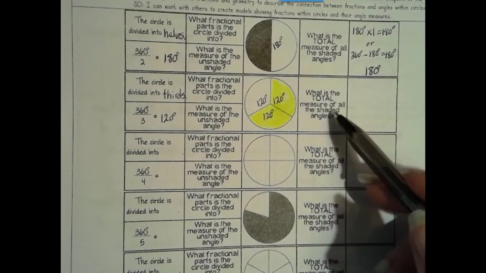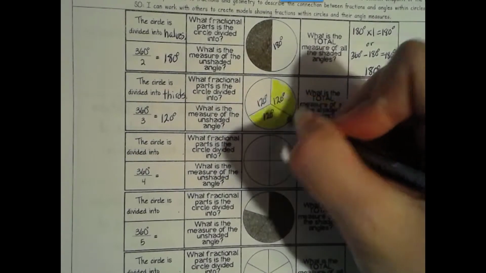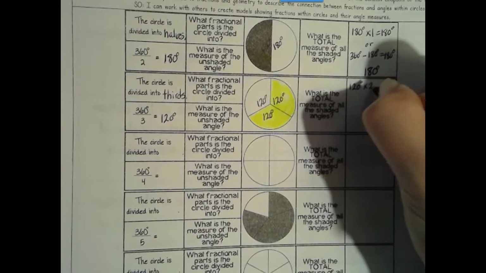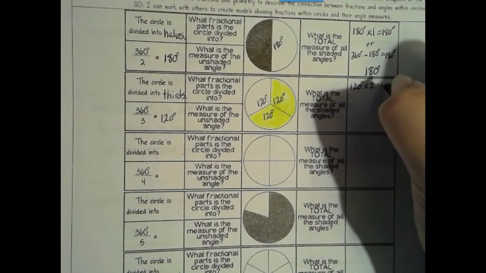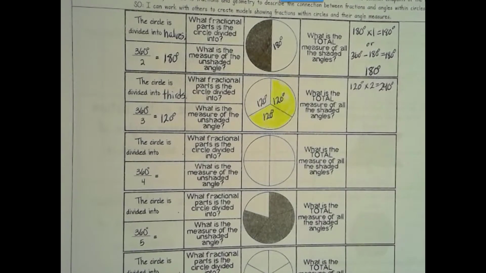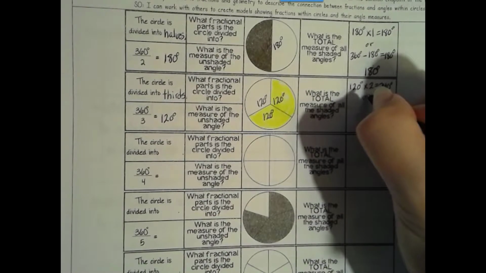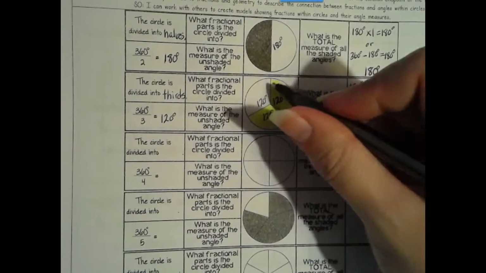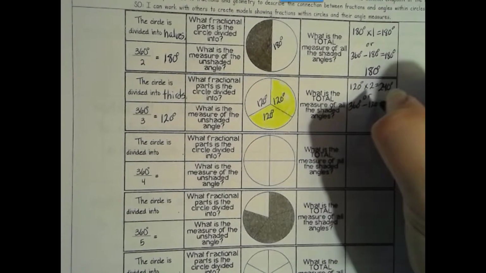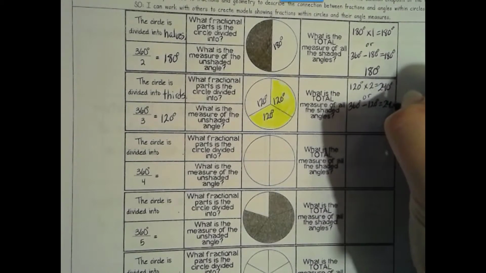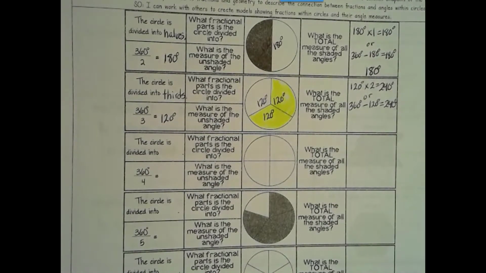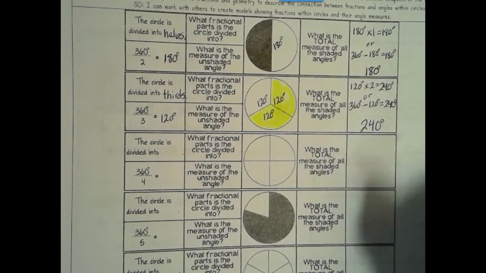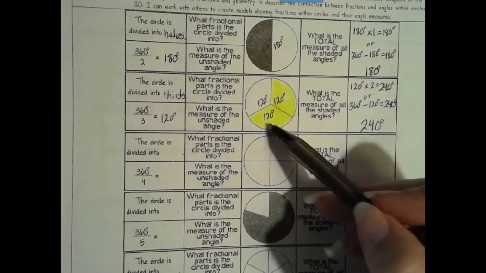What is the total measure of all the shaded angles? Well, we have 2 shaded angles, so I could either do 120 degrees times 2, or add it to itself and get 240 degrees. Or, from the circle that I know, 360, I could take away the unshaded one and still get 240 degrees. So that's 2 different ways that I could do it, and I'd end up with 240 degrees in the shaded part.